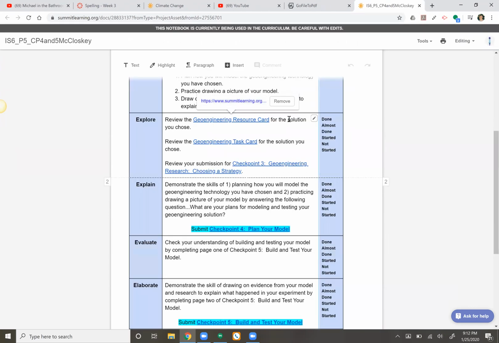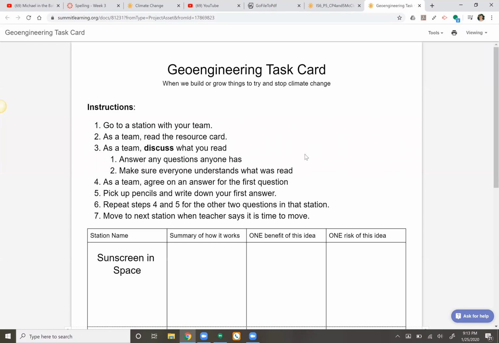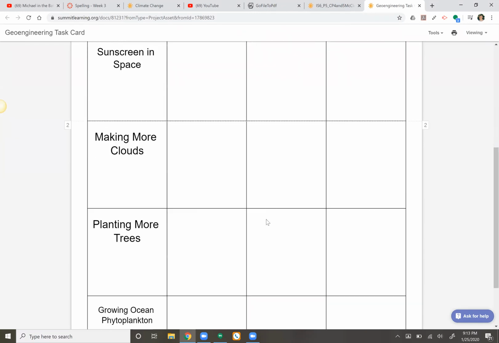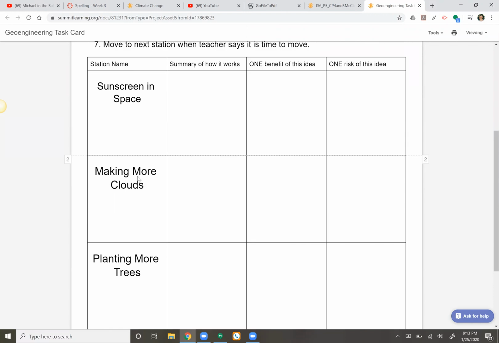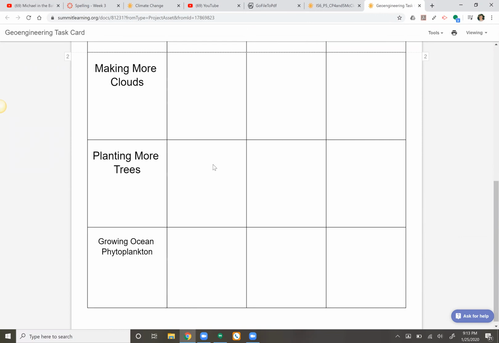And same thing with the geoengineering task card. Last week, after you completed the resource cards, you wrote about your experience in the task card. And again, you're just going to review the task card for the one that you're focusing on. So if I chose Making More Clouds, I would review my notes for Making More Clouds, and I would not review the notes for sunscreen, planting, or growing.